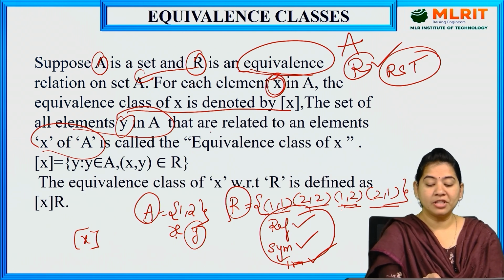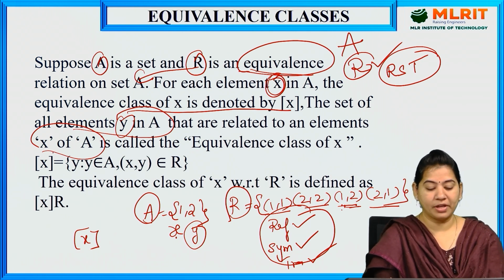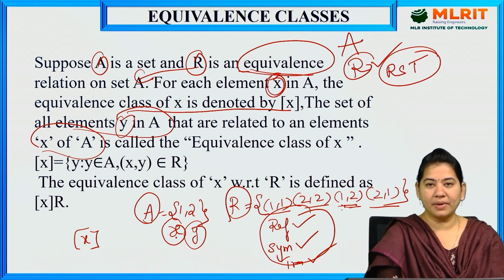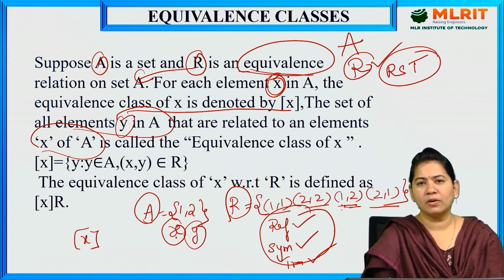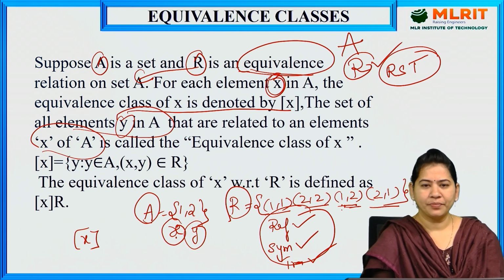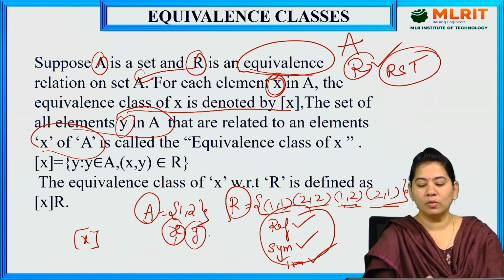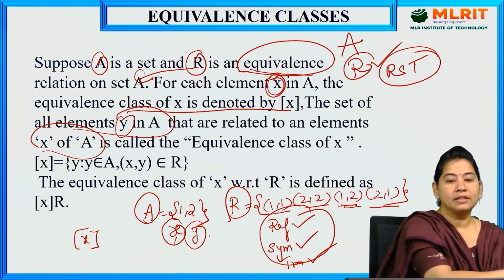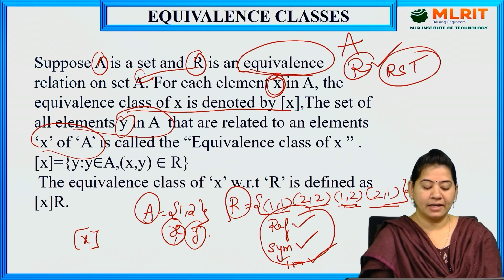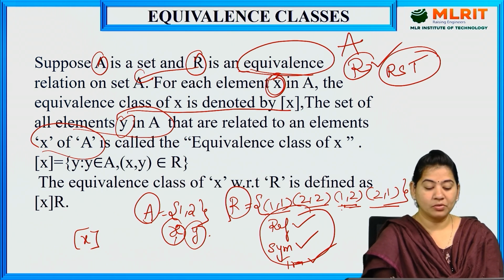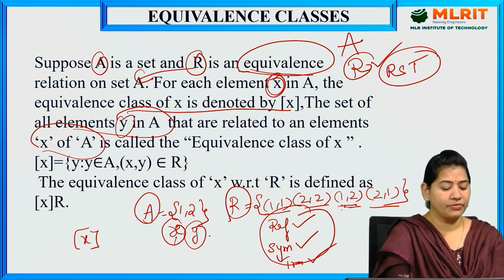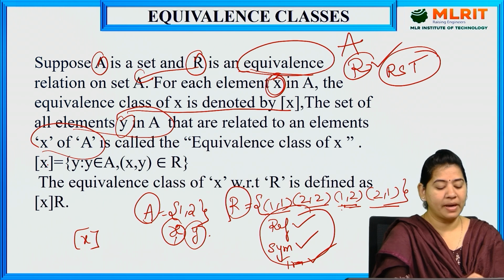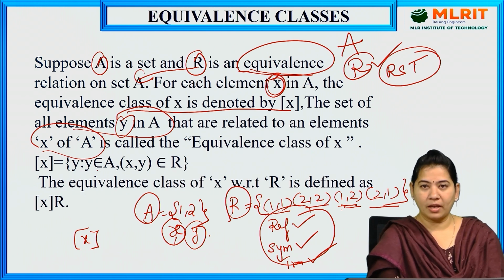Now, which are related to an element x of A, means if this x element is relating with any element y, then we can say that x is related to y. And we can say that the equivalence class of x, we can write it with those two elements in that. So here, the equivalence class of x, mod of x or square bracket x, is equal to y such that y belongs to A.